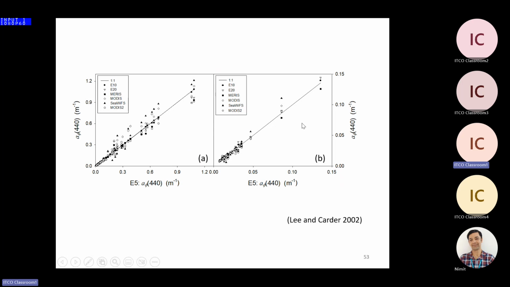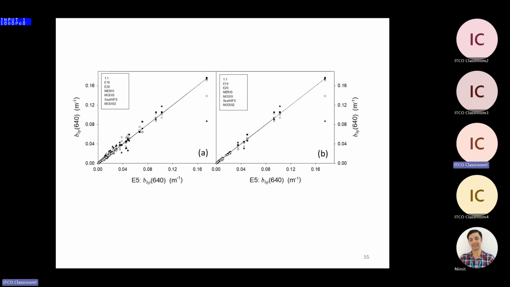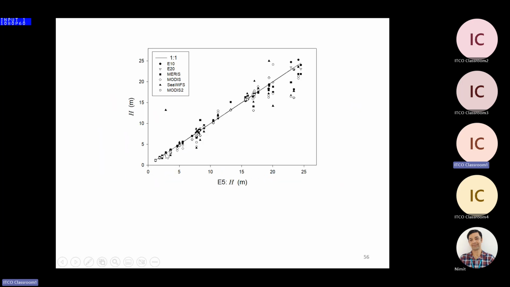So you see, again, for every 10 or every 20 nanometer, its results are roughly identical to every 5 nanometer. Here's for AG or ADG, similar conclusion. Here's BBP at 640, similar conclusions. And here is if the shallow water has bottom depth.